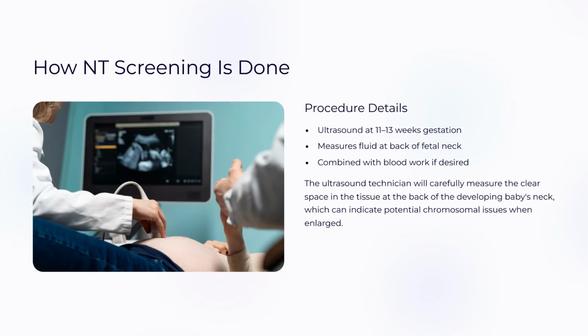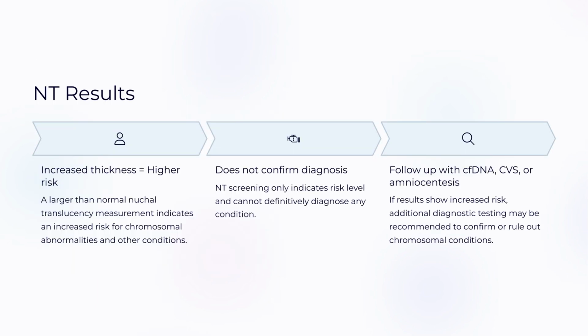NT screening is performed via transabdominal ultrasound between 11 weeks and 13 weeks, 6 days of gestation. It involves measuring the thickness of the nuchal fold, or fluid space, at the back of the fetal neck. The measurement is then evaluated in combination with maternal age and potentially serum markers for risk assessment. An increased NT measurement may indicate a higher risk for conditions such as Down syndrome or heart defects. However, NT is a screening test, not a diagnosis.